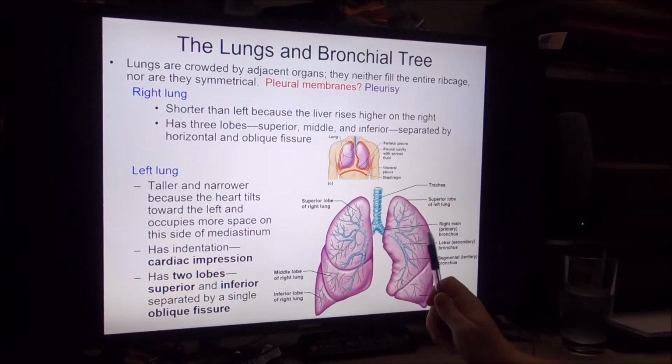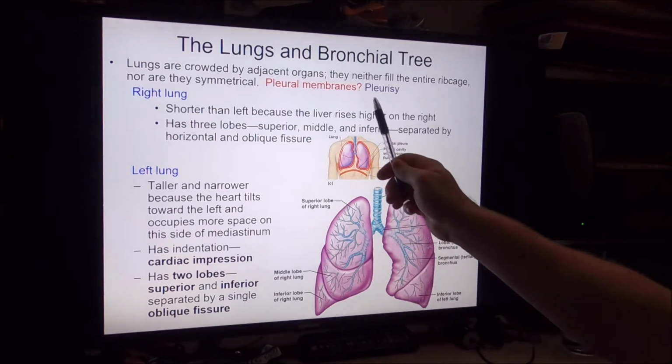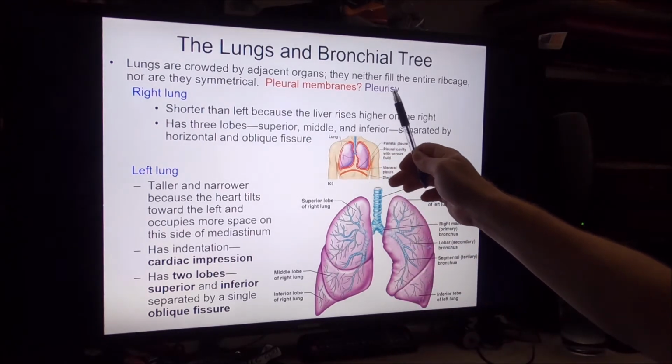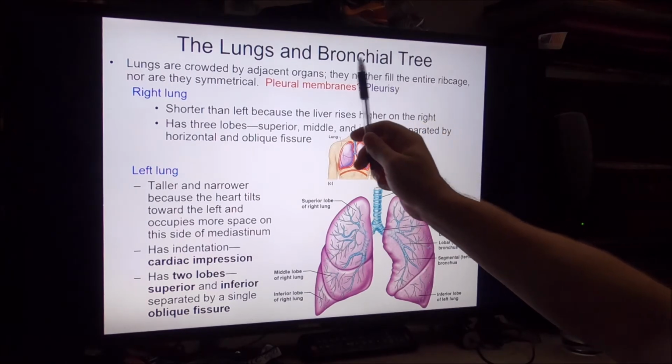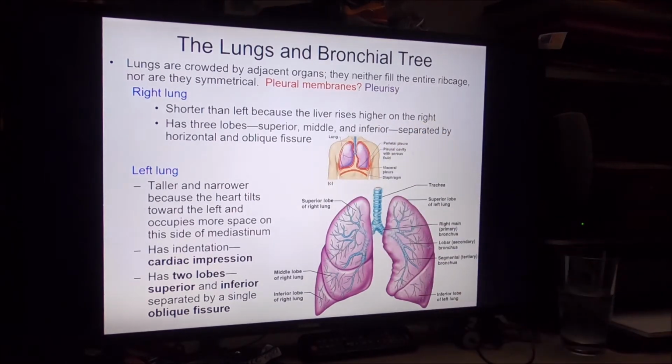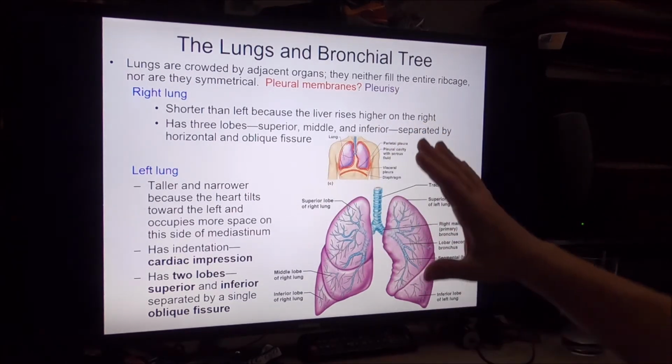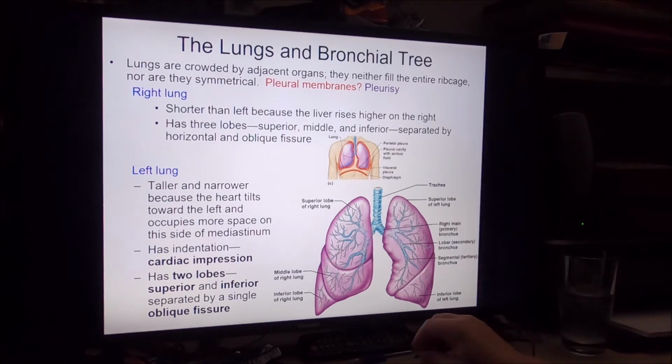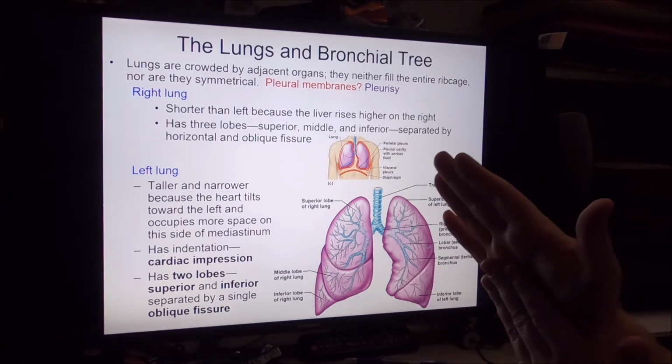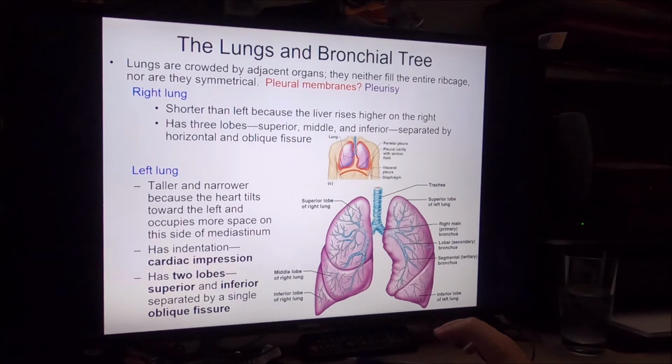Unless they become all inflamed and nasty and mad at you. And that's a condition we call pleurisy. Okay? Pleurisy. This is an inflammation of the pleural membranes. And what can happen is they can rub against the parietal pleura, can kind of friction rub against the visceral pleura, and it provides this crazy sharp stabbing pain every time you try to breathe.